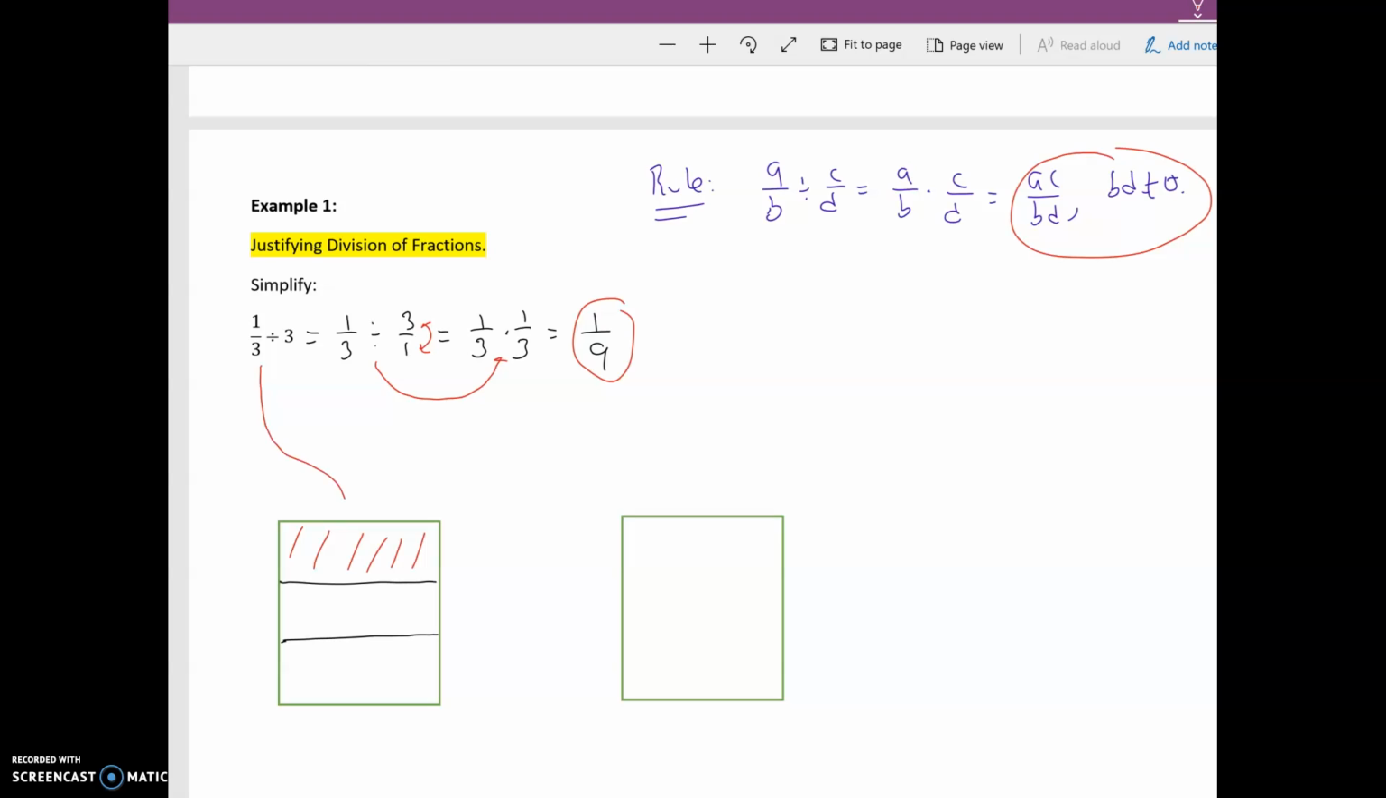So this 1/3 represents one of 3 pieces. Now, when we talk about a division of 1/3 divided by 3, this is what it actually means on an area problem. It means that if you technically have 1/3, in this case we're looking at this 1/3, and you're going to divide it into 3 pieces.